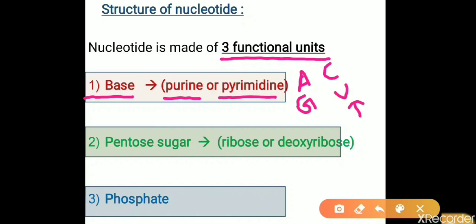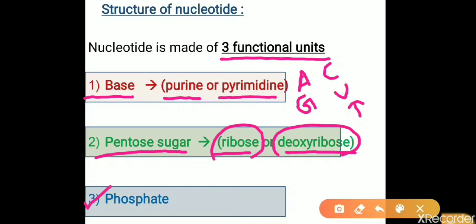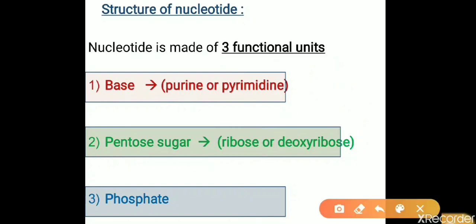The second component is a pentose sugar. The pentose sugar can be either a ribose sugar or a deoxyribose sugar. Ribose sugar is present in RNA and deoxyribose sugar is present in DNA. The third functional component is a phosphate group. So these are the three functional components of a nucleotide: a nitrogenous base, a pentose sugar, and a phosphate group.